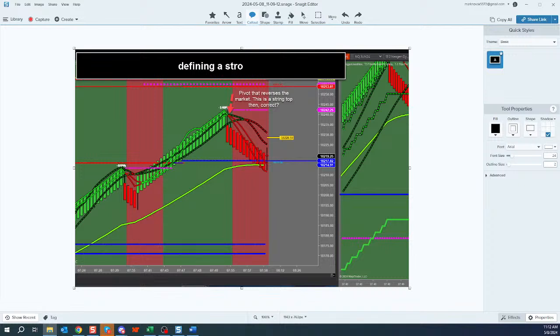Because I think this is the most important part of being able to define strong tops and bottoms, is making sure that you're comfortable with the idea that price must first reach an area. And since price didn't reach an area here, it could never, ever, ever, by the rules of termination conditions, be a termination condition. Just a pivot. So far, so good?